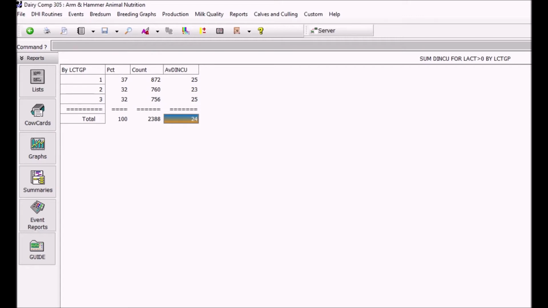Important to know that an average is a number. It's a good number to look at, but it's not telling us the entire story. We don't know what the distribution of the data is, but again, it's a quick report that allows us to see the average days in close-up for the herd.